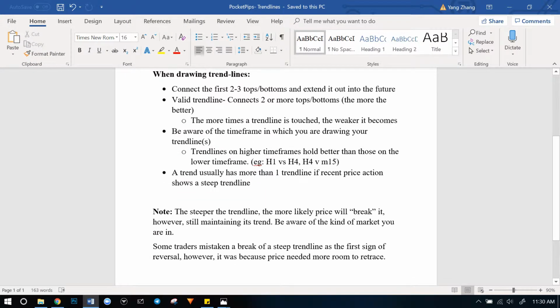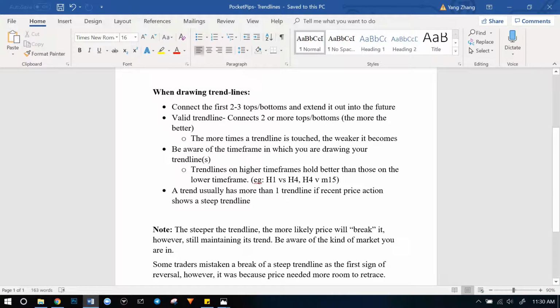To draw your trend lines, you will connect your first two tops or bottoms, and then you extend it out into the future. You extend it out into the future because future price would come and potentially use it as dynamic support or resistance. When you connect two or more tops or bottoms, it is a valid trend line. The more the better. However, again, the more times a trend line is touched in the future, the weaker it becomes.